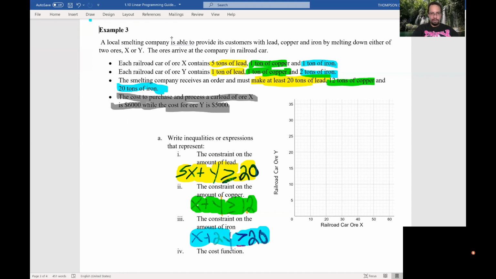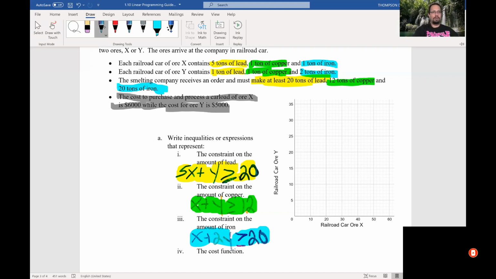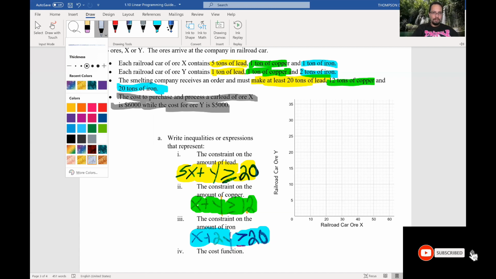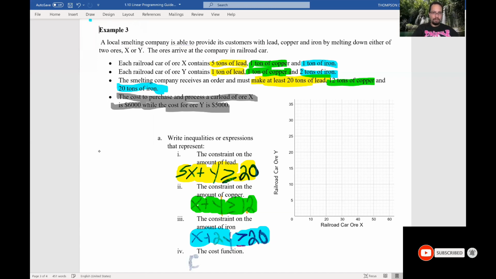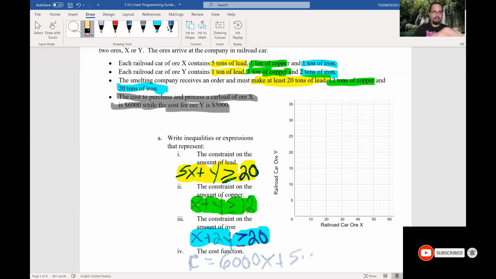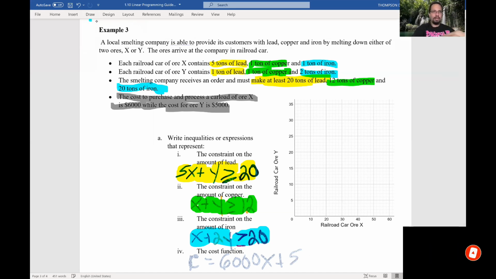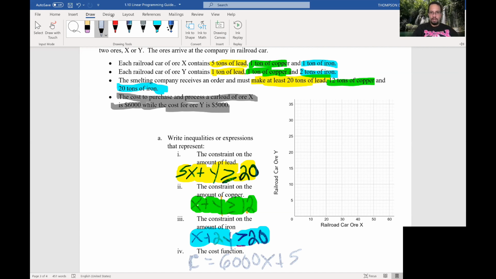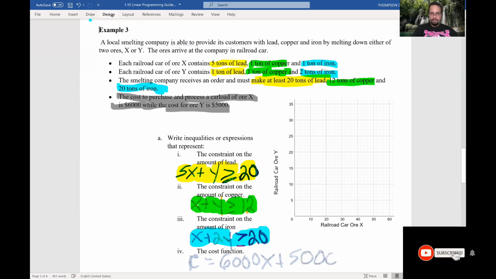Then we have our cost function, which is we're making $6,000 for ore X and $5,000 for ore Y. So we'll write that in. So that will be cost equals 6,000 X plus 5,000 Y.